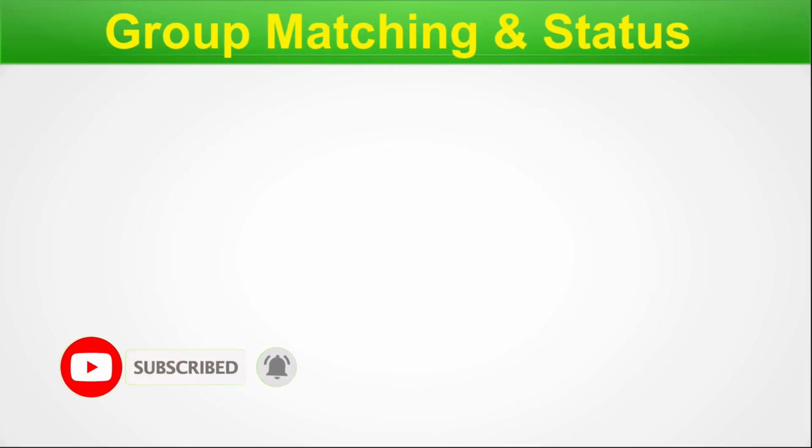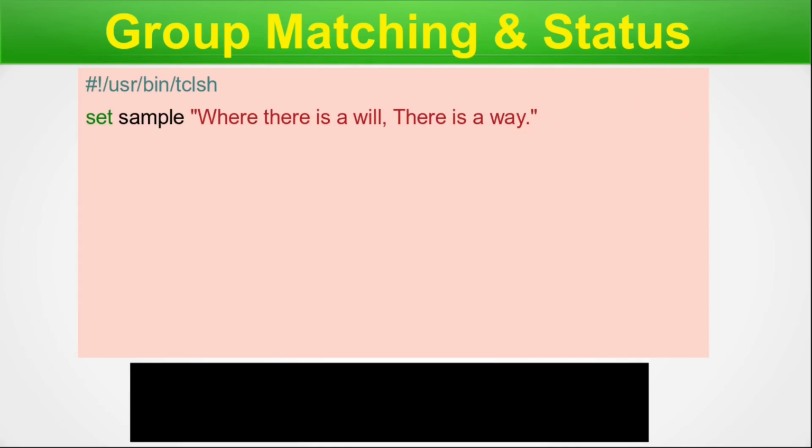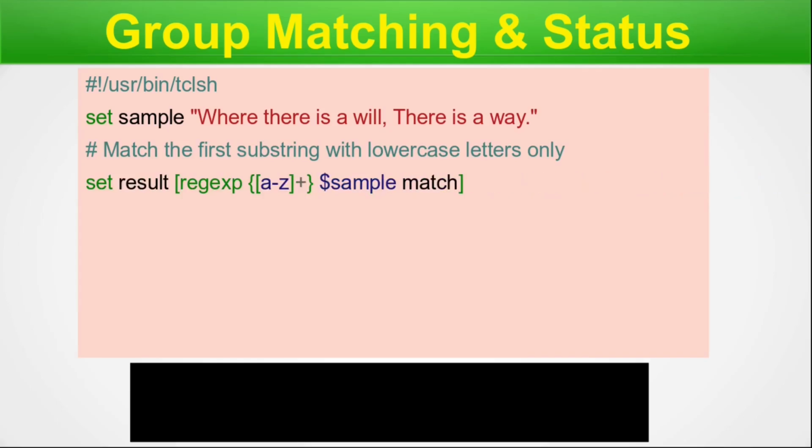Group matching and status. So first our code will be in the pink box while our output will be in the black one. Okay, so here goes our TCLSH, and here we set sample: where there is a will, there is a way. This is also a known phrase. So match the first substring with lower letters only. Okay, we use set result, then we use the procedure regexp, then within curly brackets, within the rectangular bracket a to z, that is the range, and plus means at least once or more.